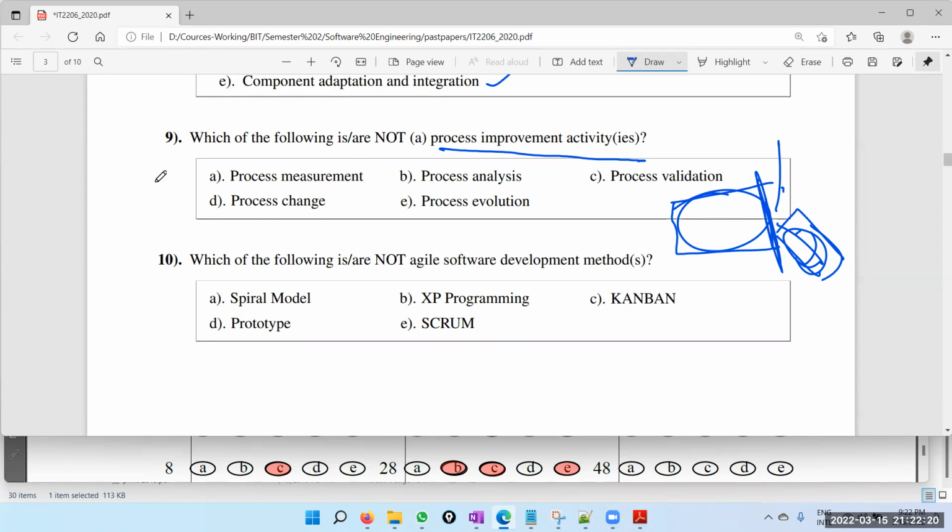Question. Maybe we have to measure, right? Measure, process measurement, process analysis, process validation, process evolution, process change. I have no idea about that.